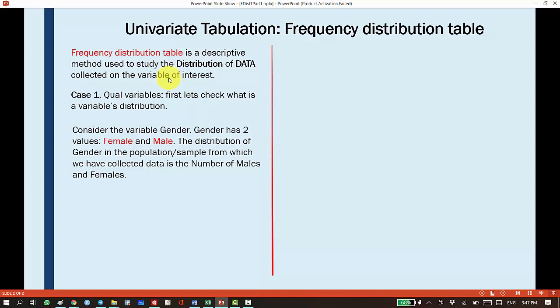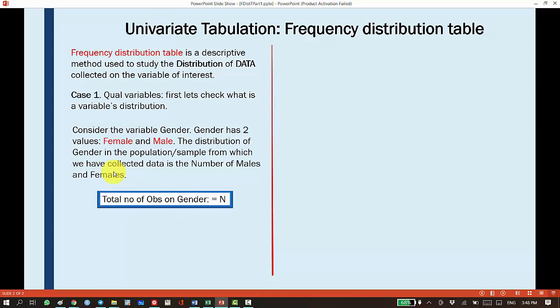The question here is, what is the variable's distribution? Let's explain the variable's distribution by the means of an example. Consider the variable gender, and we know that gender has got two values, female and male. The distribution of gender in the population or sample from which we have collected data, in other words, the objects under the study, is the number of males and the number of females.